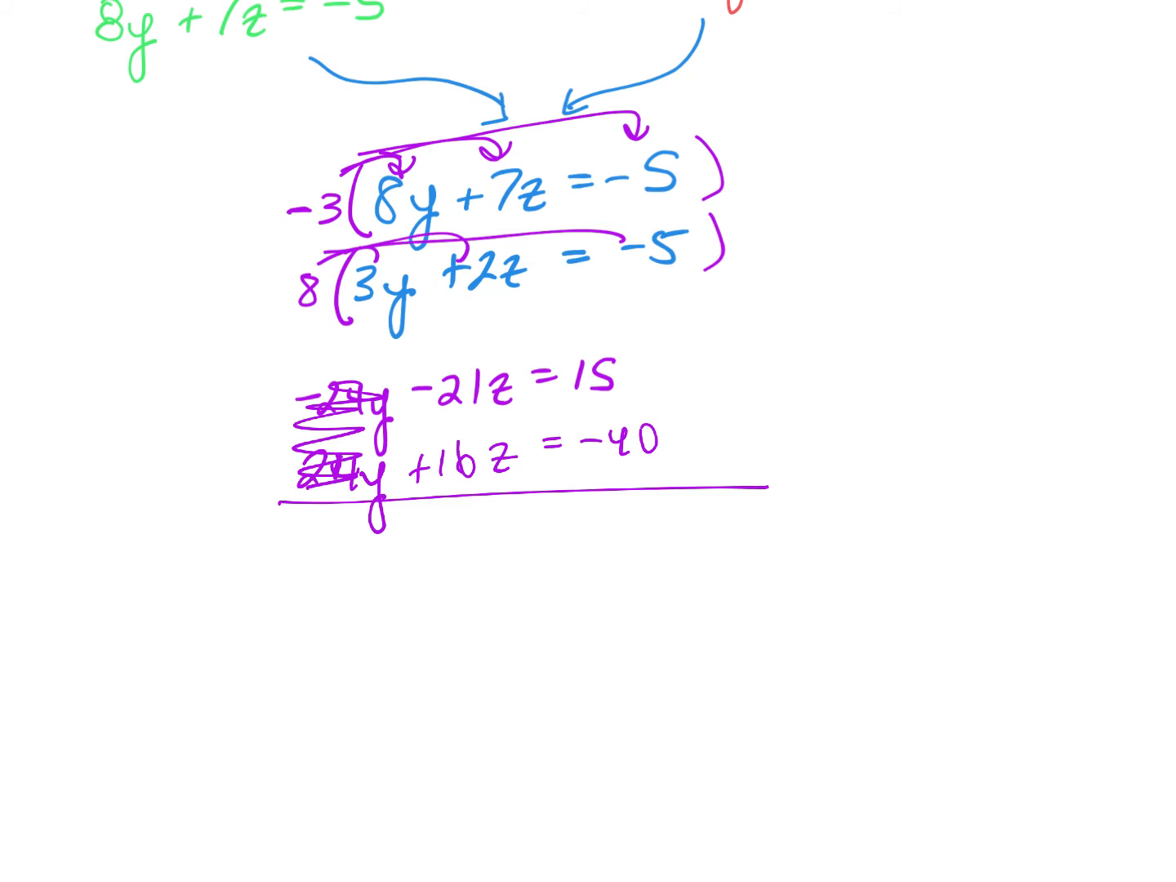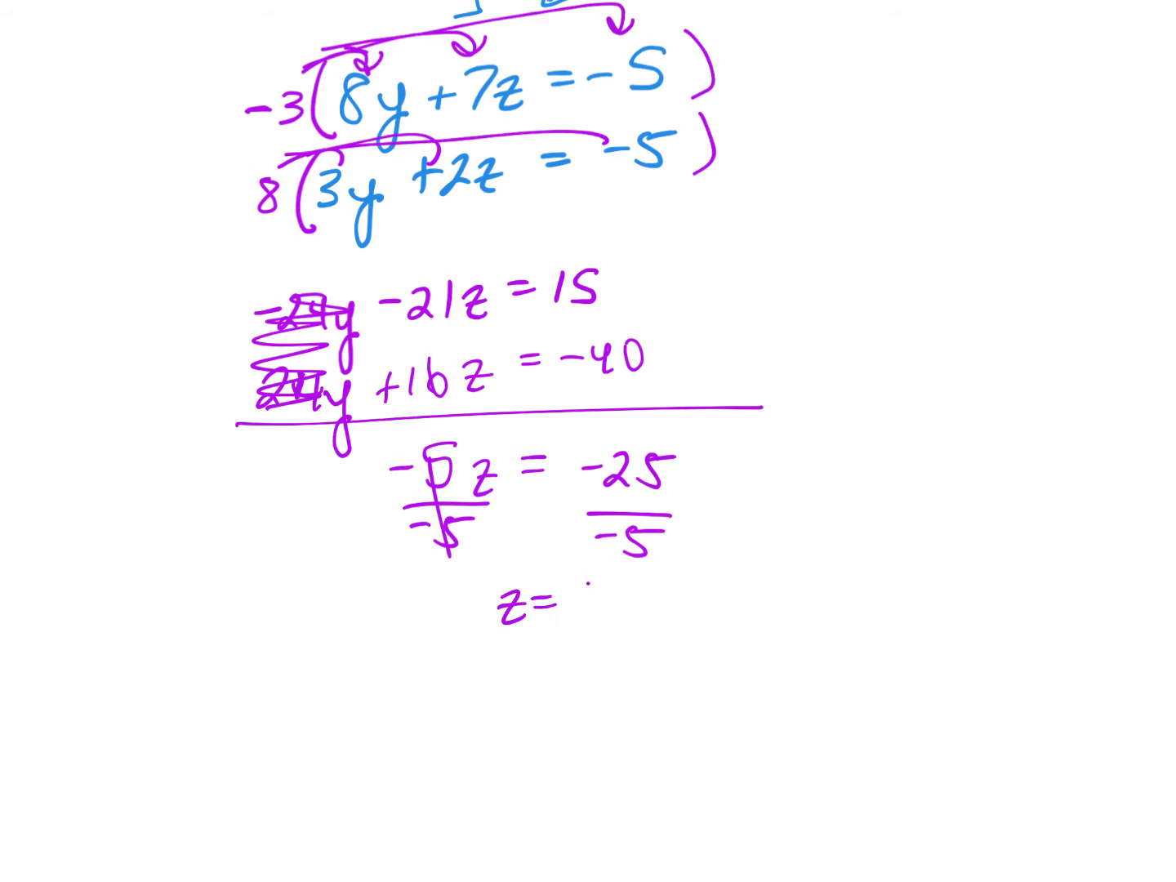What is -21 plus 16? Is that going to give me a -5? Okay, -5z. And then what's 15 minus 40? What is it? -25, good. So now I take one more step. I divide both sides by -5, and I get z equals +5.